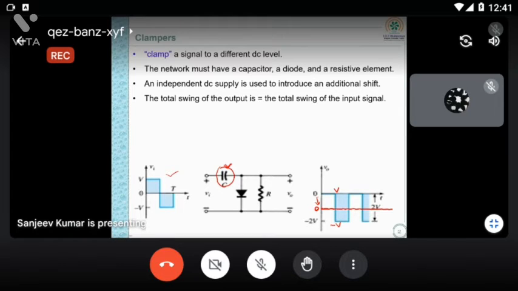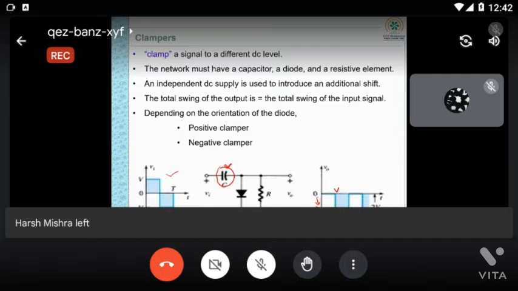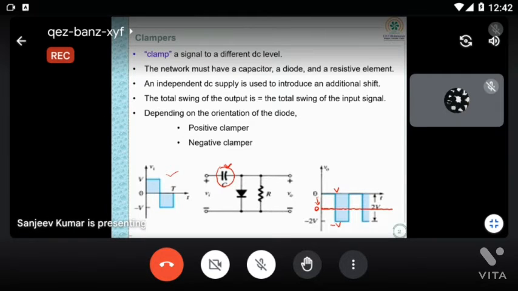Now remember this, whenever you are analyzing whether the circuit is right or wrong, you can decide based upon this condition: total swing of the output is equal to the total swing of the input signal. So here total swing will be 2V, here also total swing will be 2V. That means the circuit is a clamper circuit. Depending upon the orientation of diode or shifting of the DC level, it can be a positive clamper or negative clamper.